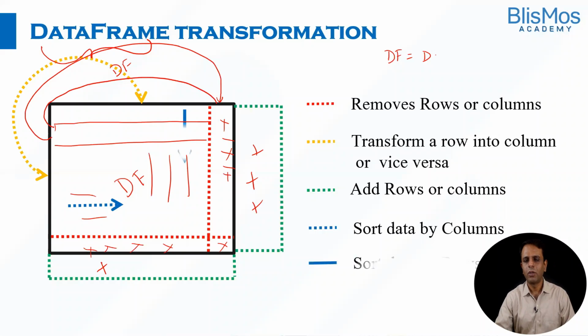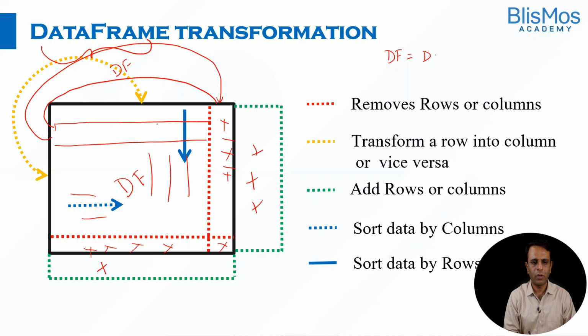The next thing is you can sort the data by rows also. Let us say you have multiple rows like this, you can sort them by rows also. If you look at any of the transformations, more or less they will boil down to either adding a column or adding a row or removing a column or removing a row or transforming one row into a column or a column into a row, or sorting the data by rows or by columns.